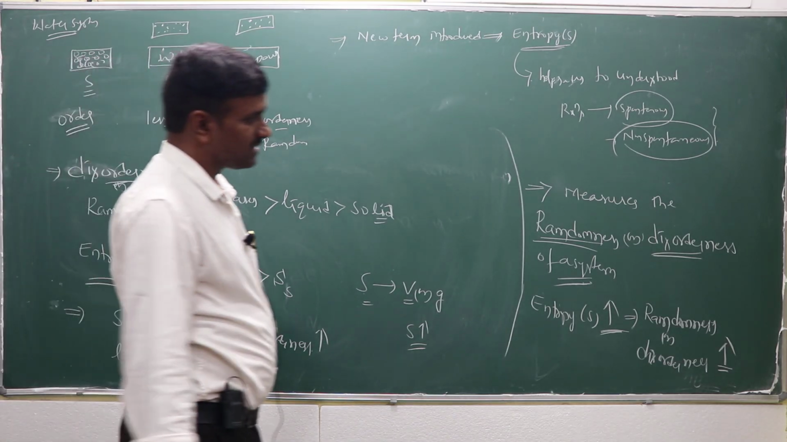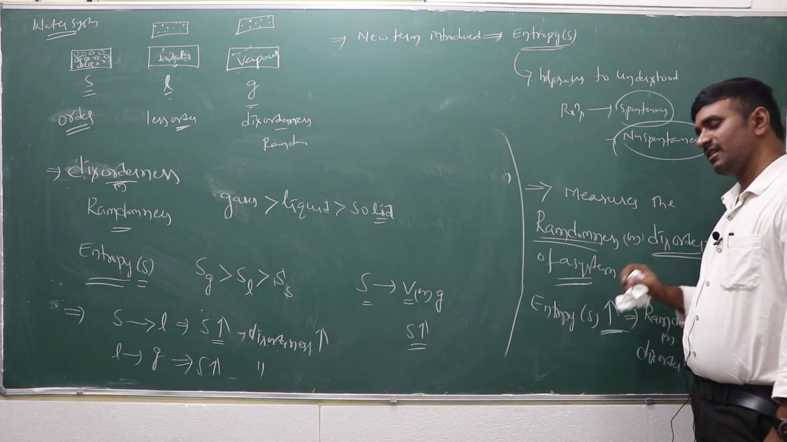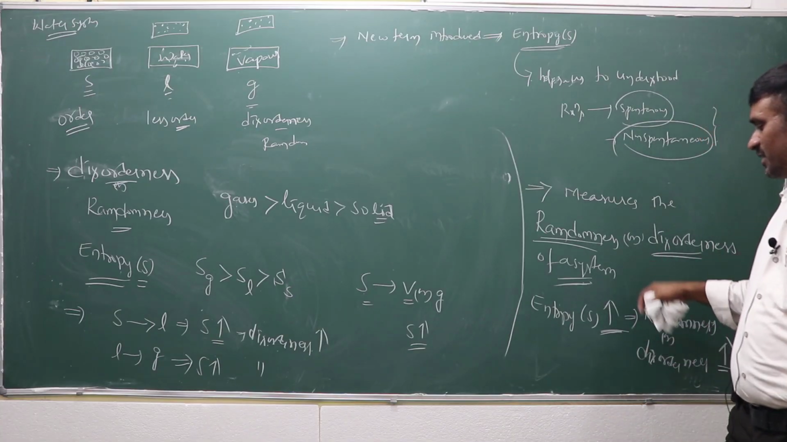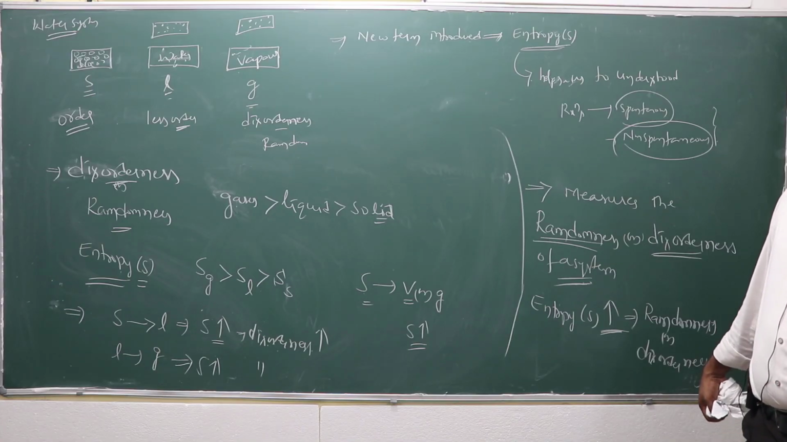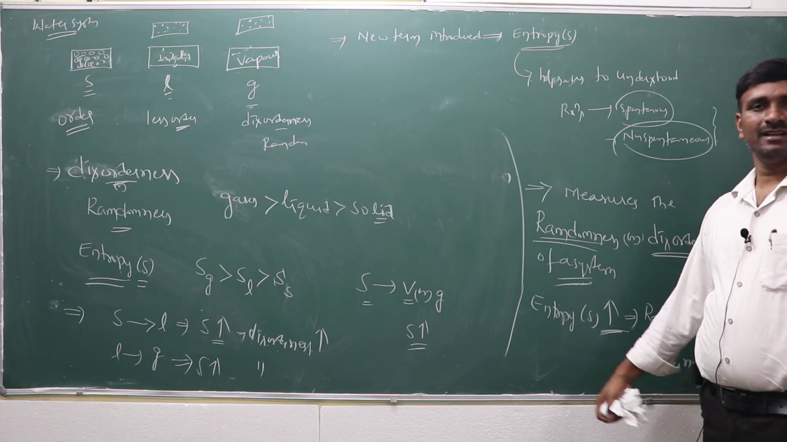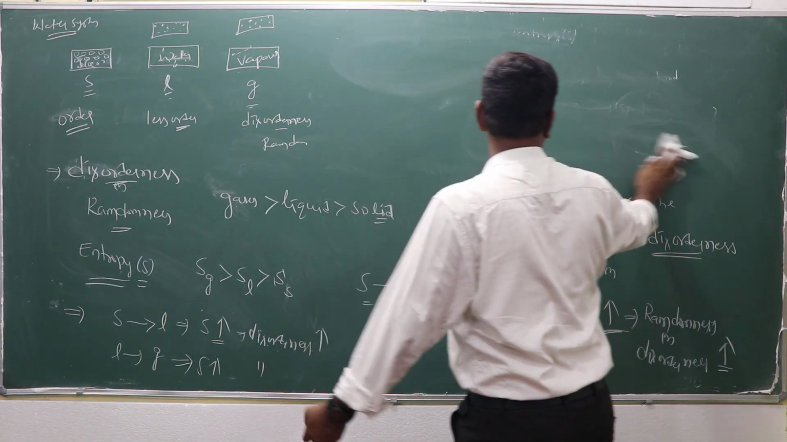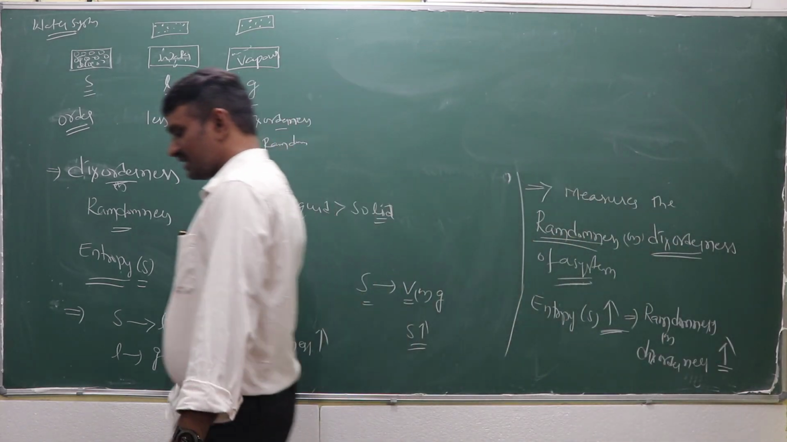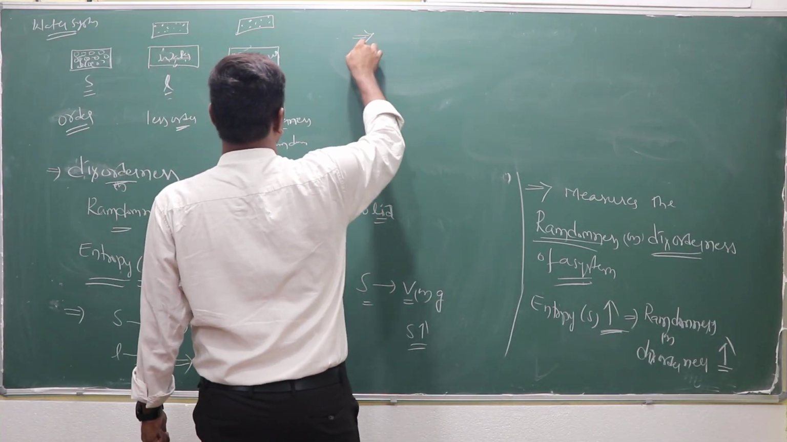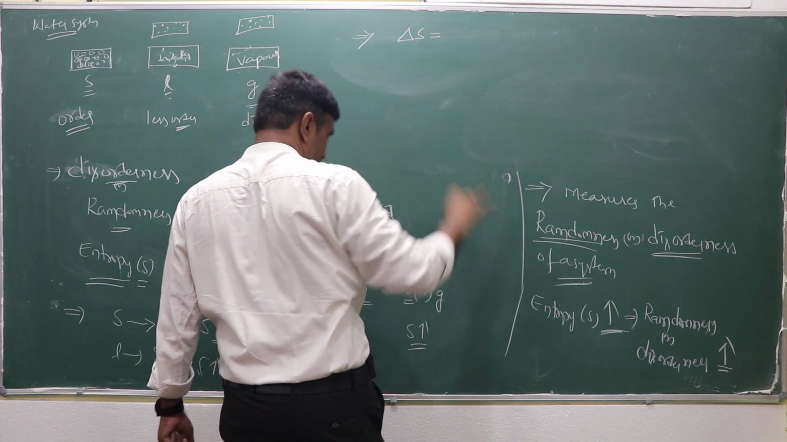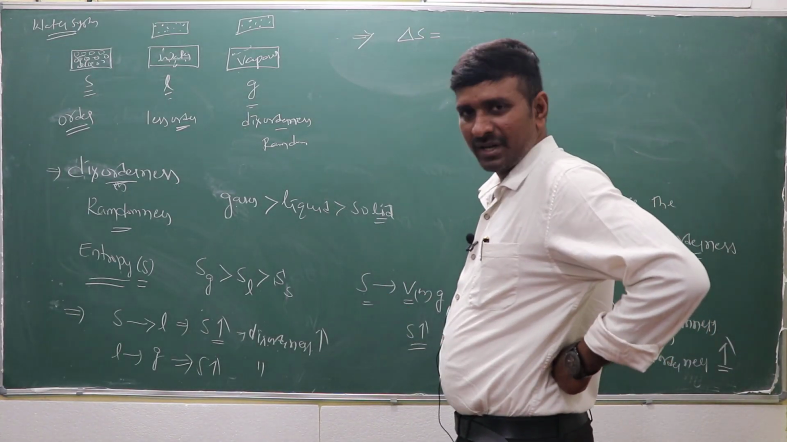So that's what I mentioned: the entropy can measure the disorderness or randomness of a particular system. If disorderness is increasing, entropy is increasing, or randomness is increasing, entropy is increasing. And I also mentioned another one or two points in the classes. According to the classes, the change in entropy of a system can be measured.